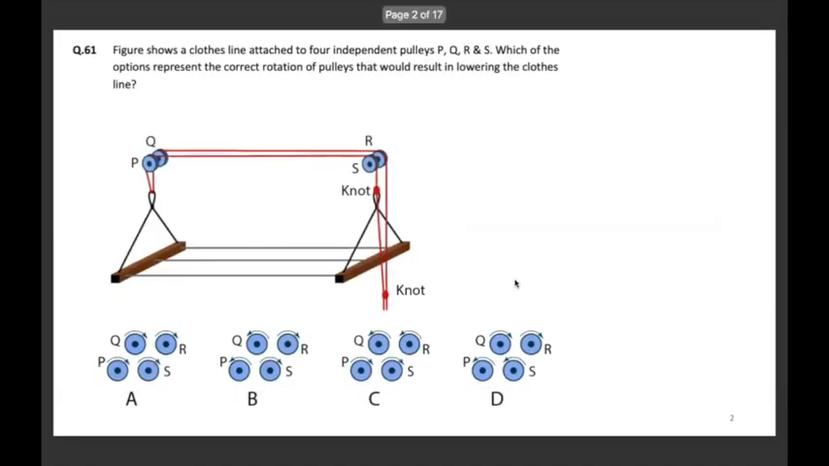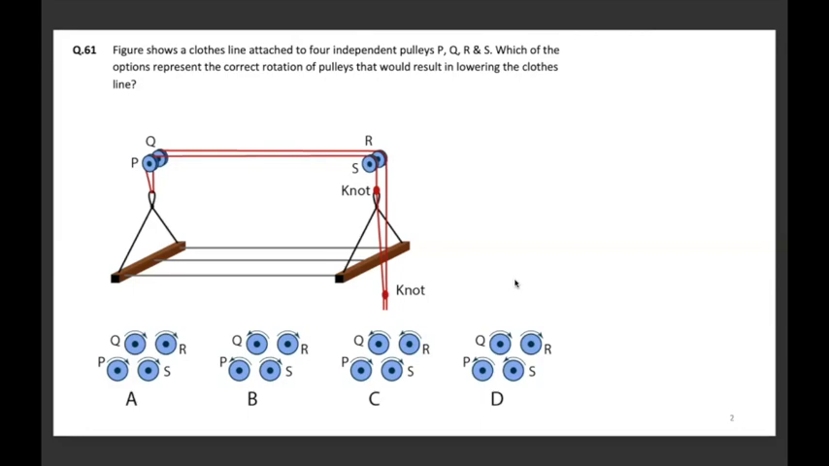So this is the first question. Here, you're given a figure. The figure shows a clock line attached to 4 independent pulleys P, Q, R, S. Which of the options represents the correct rotation of the pulleys that would result in the lowering of the clock line? So this is the clock line which is provided here.